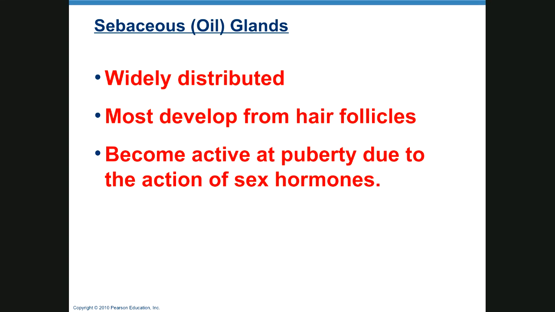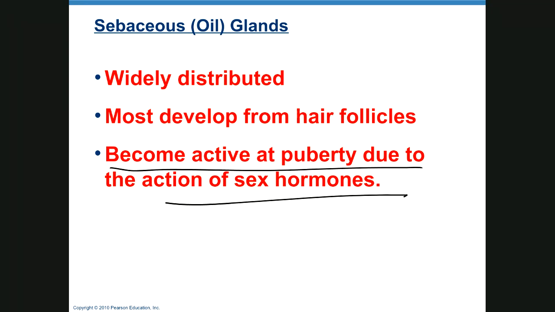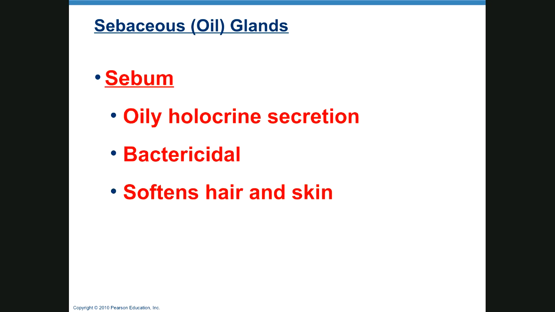The other types of glands found in the skin are sebaceous or oil glands. They're distributed all over the body except palms of the hand and sole of the feet. We find them developed with hair follicles. Some sebaceous glands, however, are by themselves without any type of hair follicle around. They also become more active at puberty due to the actions of sex hormones. And that's what we end up with acne at puberty.